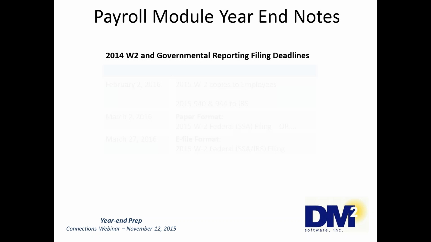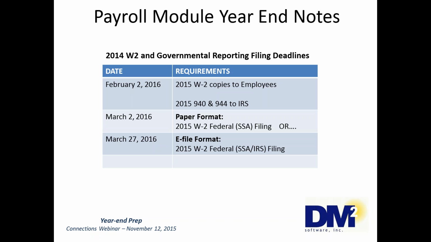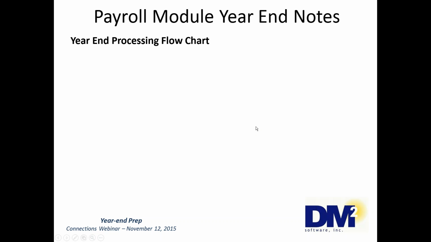Okay, great. Here are a couple of deadlines. February 2015, W-2 copies to employees. 2015, 940 and 944 to the IRS. If you're doing paper format for the W-2 federal SSA filing, or if you do the e-file with Atrix, you have all the way to March 27th. Those are just some governmental reporting jobs. Mark the deadlines on your calendar if you have payroll.